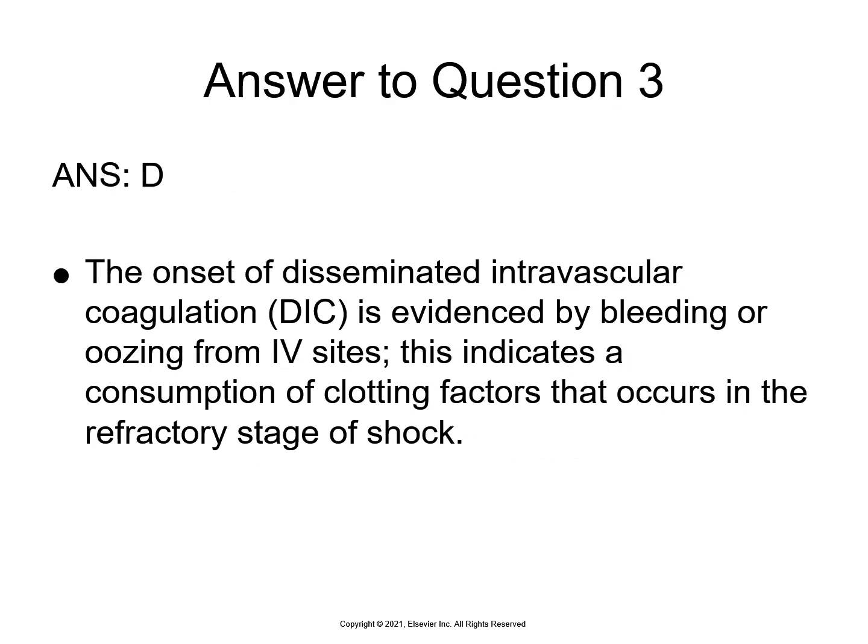So we know that bleeding is a sign, especially at the IV site and other bleeding sites where they've been stuck before, that suddenly start bleeding or oozing. This indicates the onset of DIC, which is disseminated intravascular coagulation. This indicates a consumption of clotting factors that occurs in the refractory stage of shock. Okay, so this ends this chapter. Then the next chapter will be the final chapter in cardiovascular.